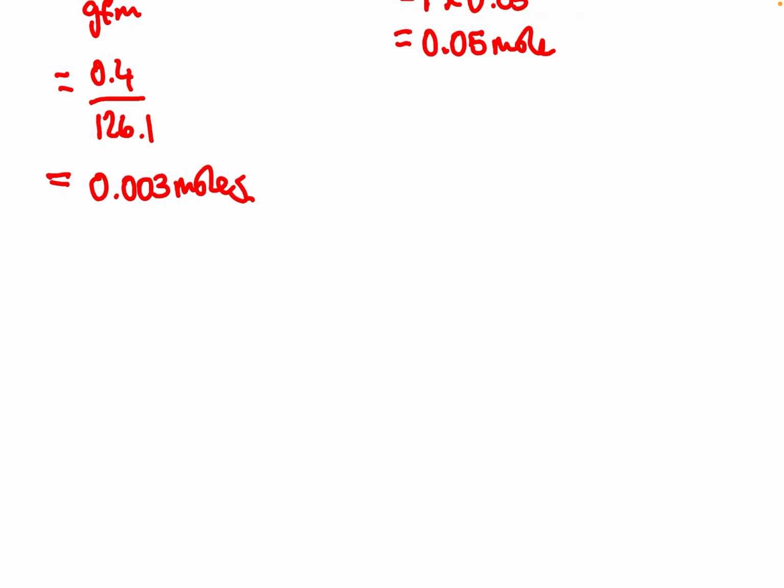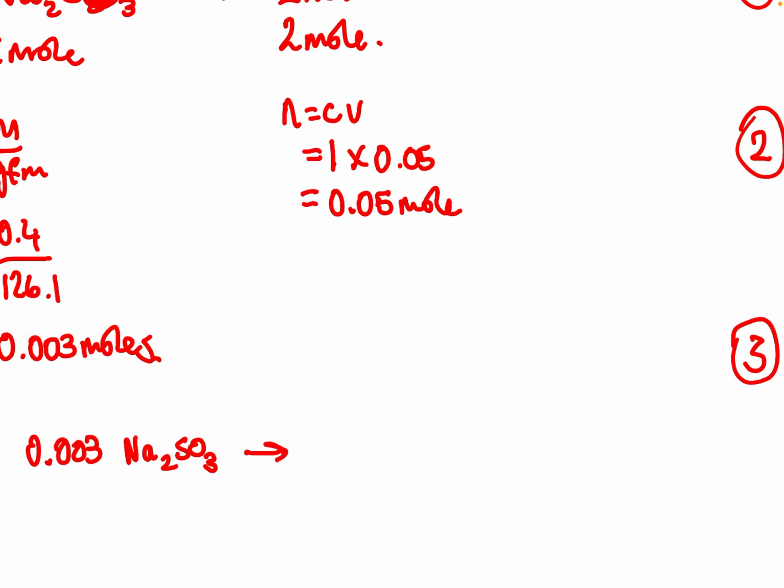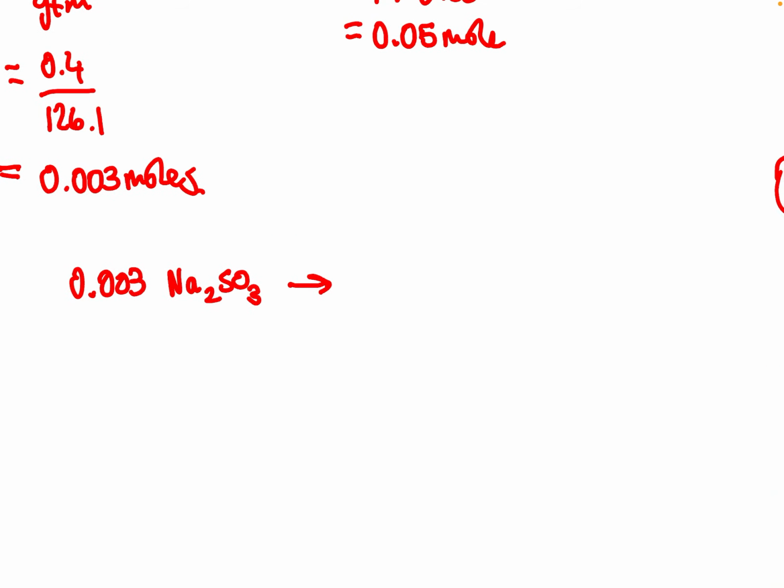What we're going to do is work out how much we would need for each of these. So if I had 0.003 moles of Na2SO3, because it's a 1 to 2 ratio, I would need double that of the acid to be able to do that reaction, so I would need 0.006 moles of HCl. Now that would work because that is less than what we actually have, the 0.05.